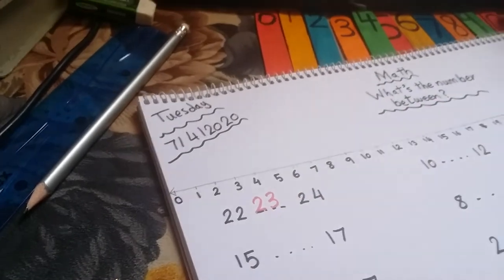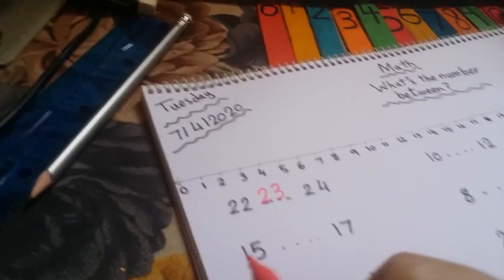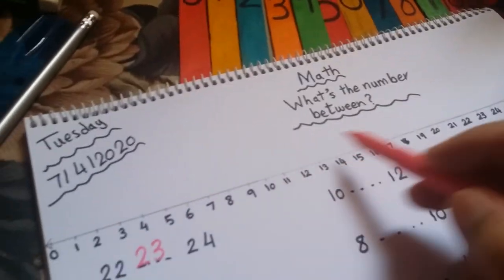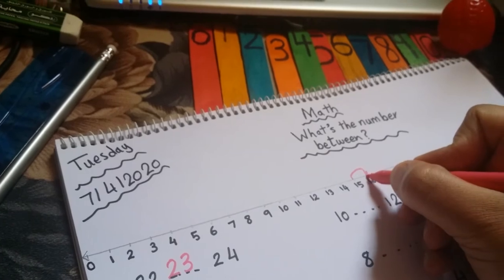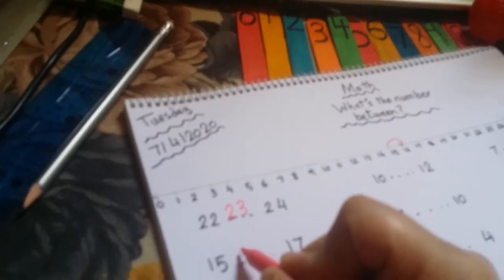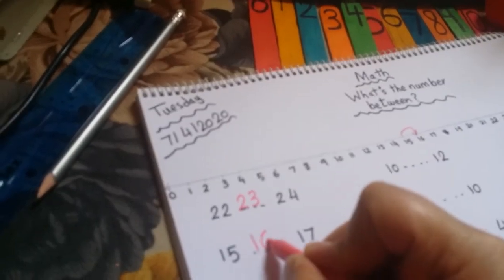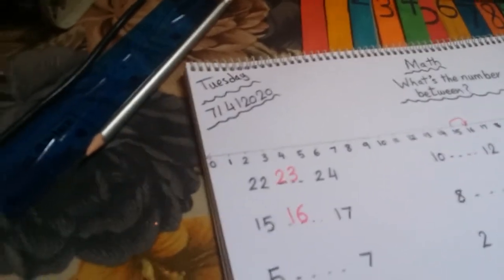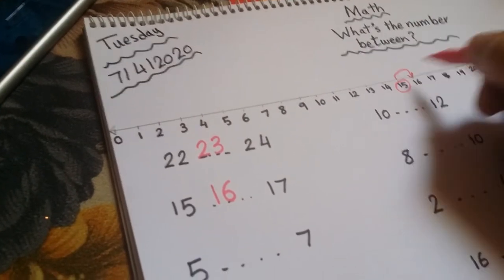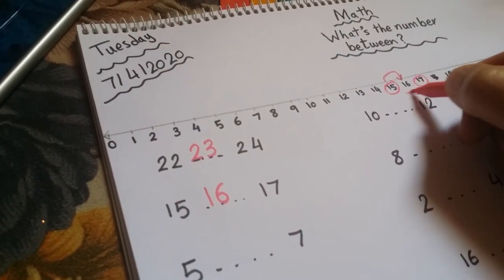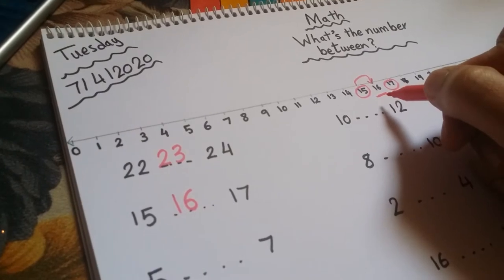Okay? After 15, where is 15 on this number line? Here is 15. After 15, 16. The same. Okay? So between 15 and 17, 16. This 15 and this 17. The number between is 16.